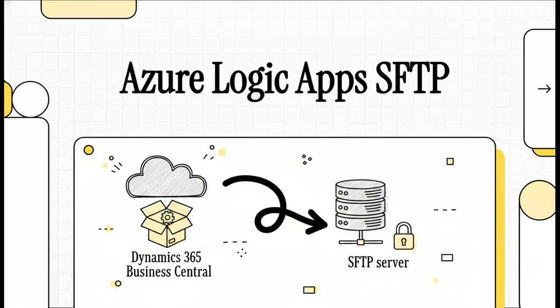Welcome to this explainer. Okay, so today we're tackling a super practical scenario, moving a file straight from Dynamics 365 Business Central over to an SFTP server. And honestly, the best part here, we're going to do the whole thing without writing a mountain of code. If you've ever pulled your hair out over complex file transfer scripts, well, you're definitely in the right place. We're going to build this out visually, step by step. Let's get right into it.